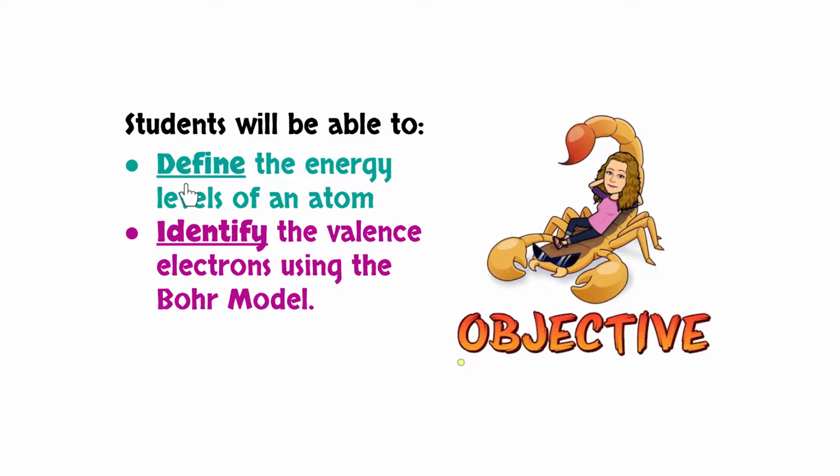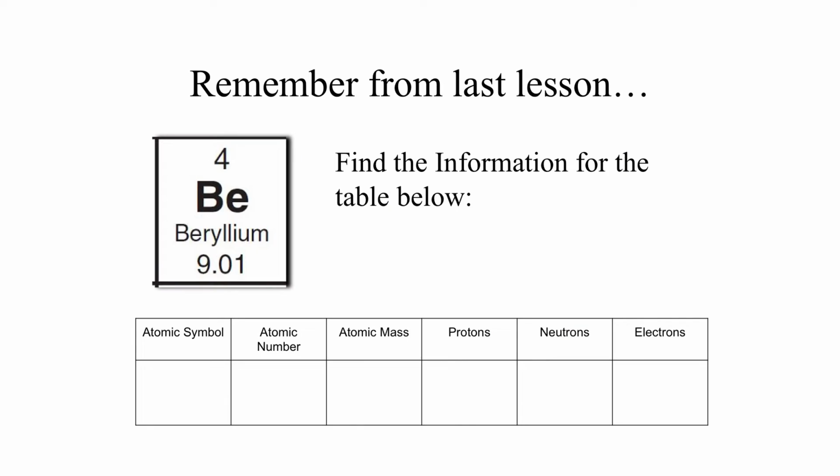In this lesson, students will be able to define the energy levels of an atom and identify the valence electrons using the Bohr model. If you remember from last lesson, lesson 102, the atomic symbol for this is Be, for beryllium. The atomic number is 4. The atomic mass is 9.01. When you're asked for the number of the atomic mass, you write everything that comes after that decimal, remember.